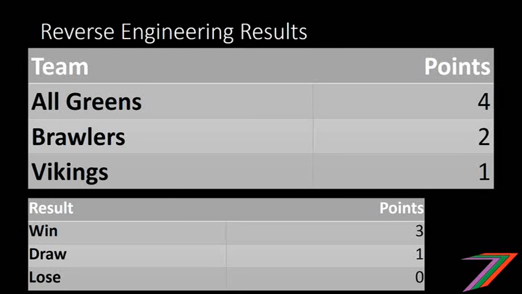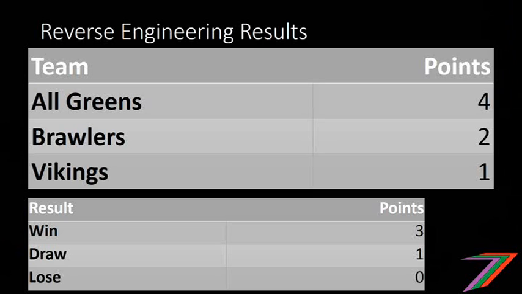So what we've got here is a tournament, a very simple tournament with just 3 teams in it, 3 sports teams, and they've played each other once. So you've got the All Greens, they've played the Brawlers and the Vikings once, the Brawlers have played the All Greens and the Vikings once, and the Vikings have played the Brawlers and the All Greens once. And below that I've got another table that shows the number of points for a win, for a draw, and for a loss. So you can see the points here. So with this information we can actually reverse engineer this and actually determine what the results were of each game.